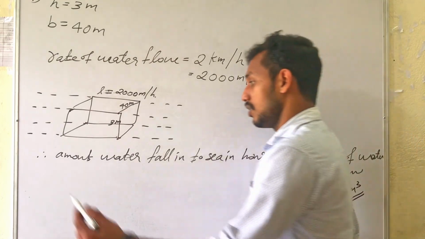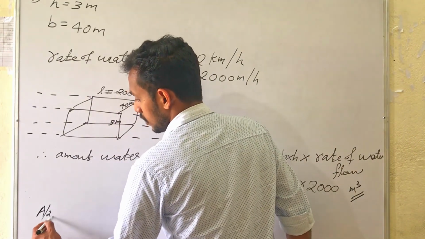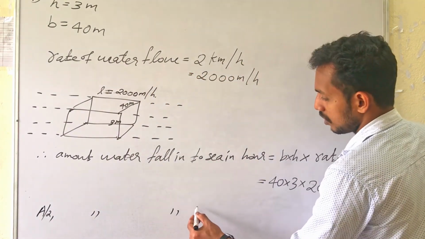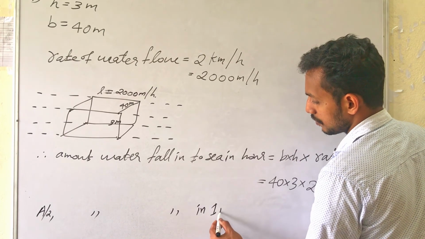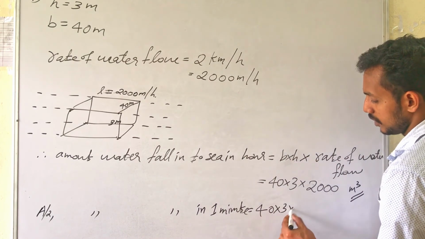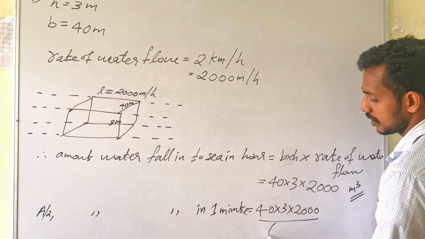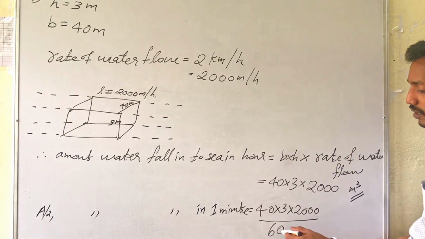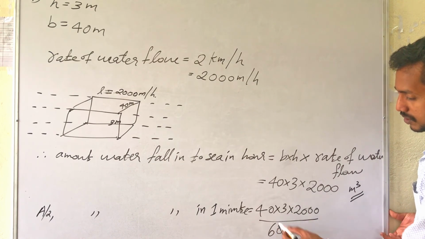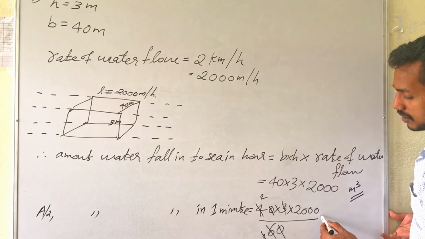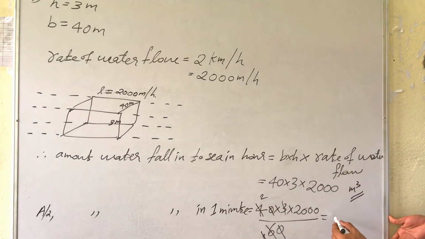But according to the question, we need it in 1 minute. So the amount of water falling into the sea in 1 minute is equal to 40 into 3 into 2000 divided by 60. Why is it divided by 60? Because 1 hour is equal to 60 minutes. So we just divide by 60. So what will you get? 1 zero cancelled. 2, 3 will be there, that 3 again cancelled. 2 into 2, 4. 2 into 2, 4. 3 zeros. 4000.